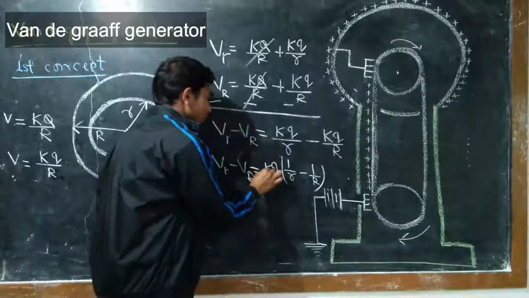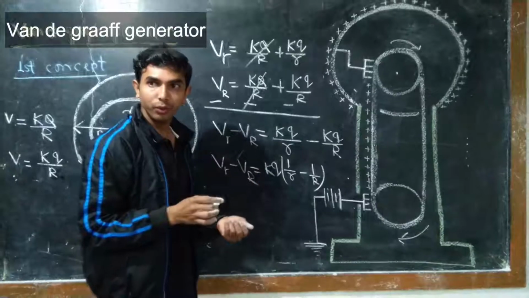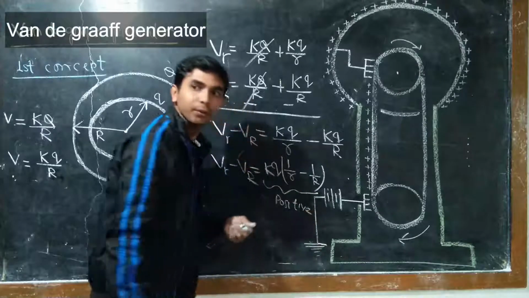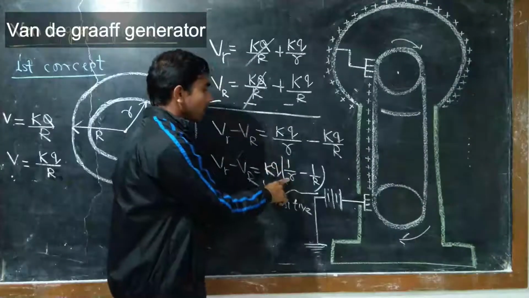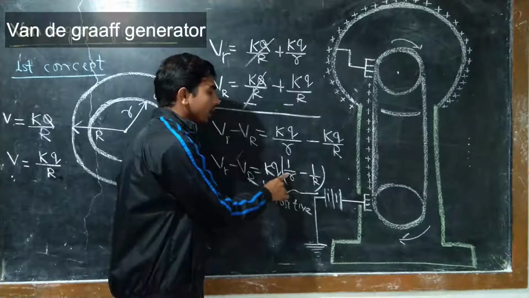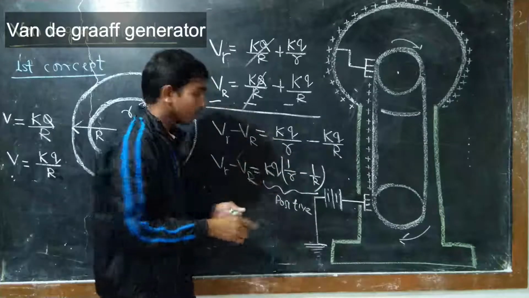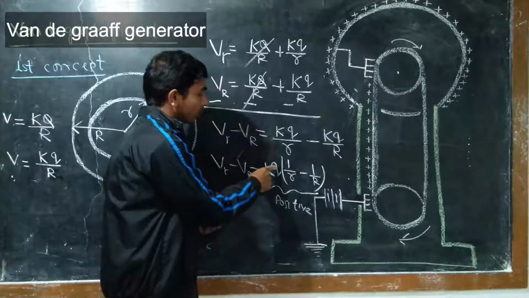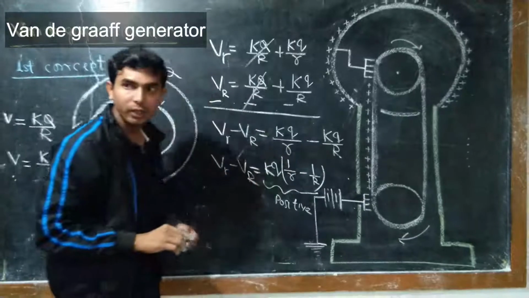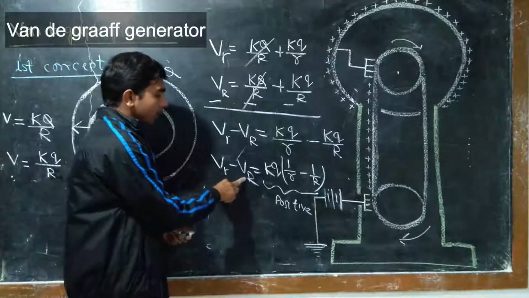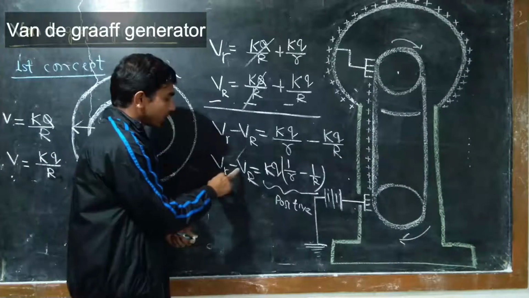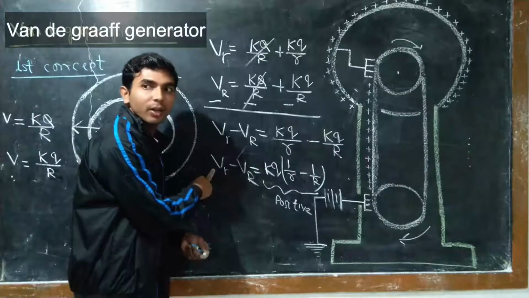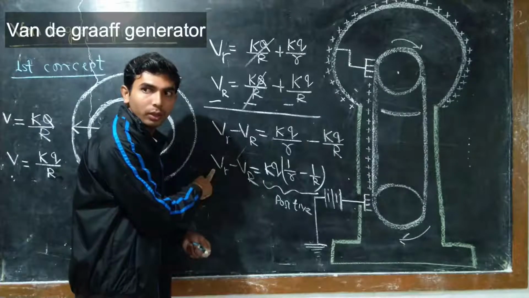Yes, suppose q is positive, then this value is also positive, yes or no? Because 1 by r is greater than 1 by R, because this radius R is greater, so this quantity is positive. If q is positive, this quantity will be positive, right? That means V_r minus V_R is coming positive. That means this one has the higher value of potential, yes or no, right?